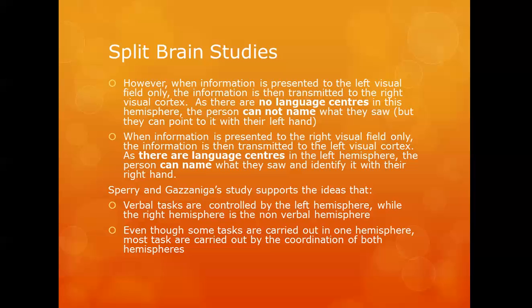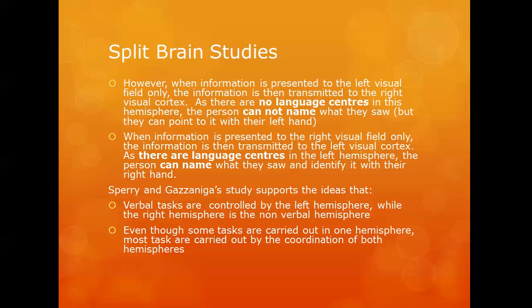When information is presented to the right visual field, we know that this information will go to the left visual cortex, and there are language centres in our left hemisphere, so the person can name what they saw. Even for us who don't have split brains, if information is sent to our left visual field and then goes to our right hemisphere, it will still take a fraction of a second for it to cross over the corpus callosum before we could say what we had actually seen.